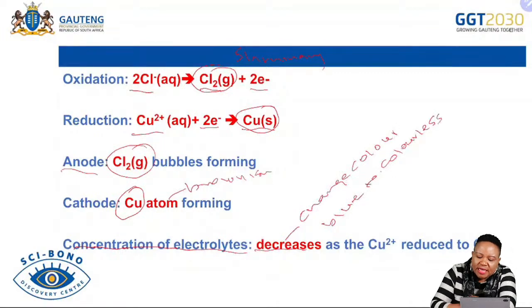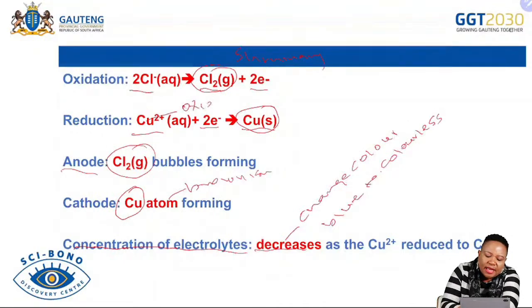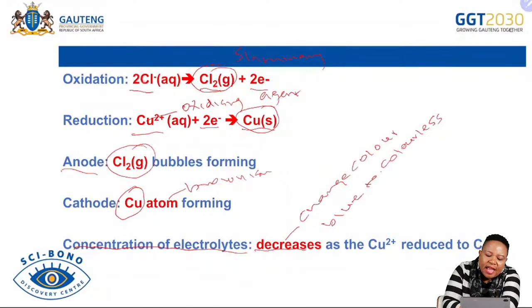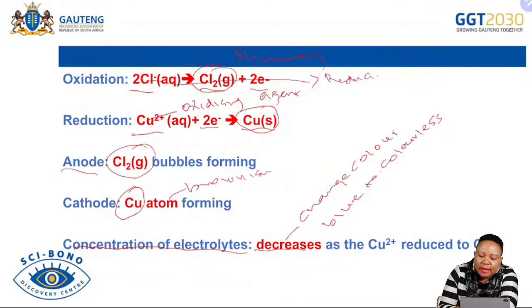And when we see the color becoming colorless or fading, it is an indication that the copper 2 plus ions from the solution are gaining electrons and becoming copper. So as the copper 2 plus ions are gaining electrons, they will be our oxidizing agent. Remember, we said a substance that gains electrons is our oxidizing agent, and in this case our chloride ion will be our reducing agent.